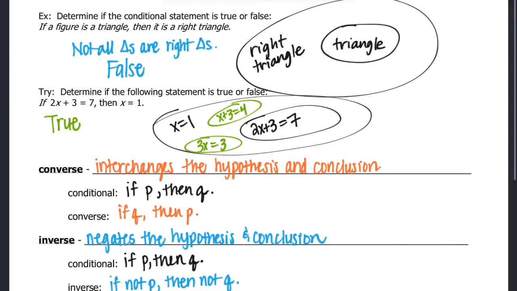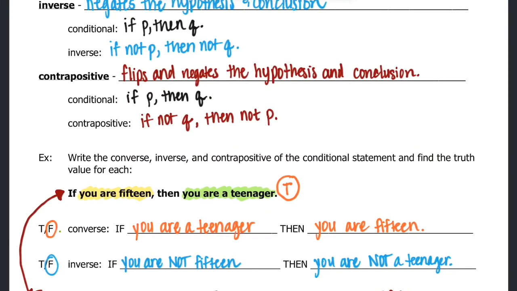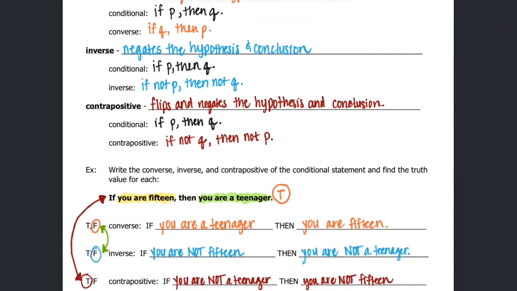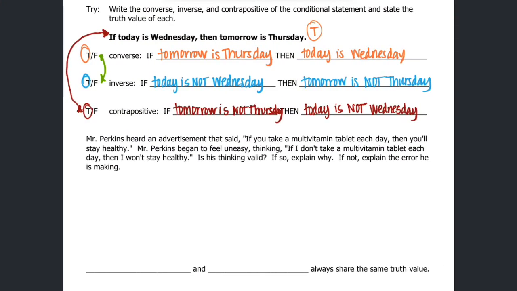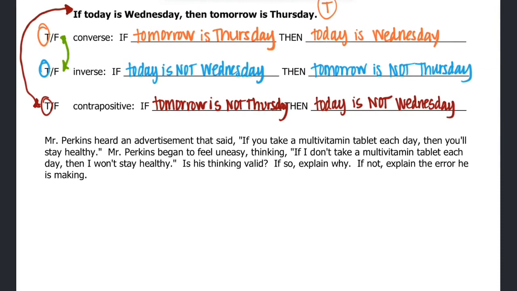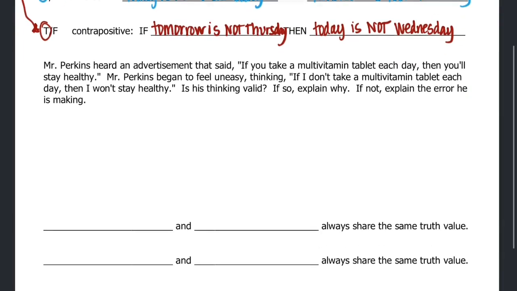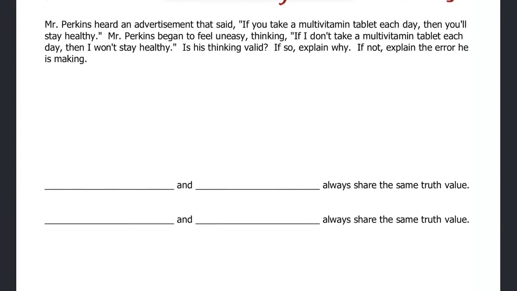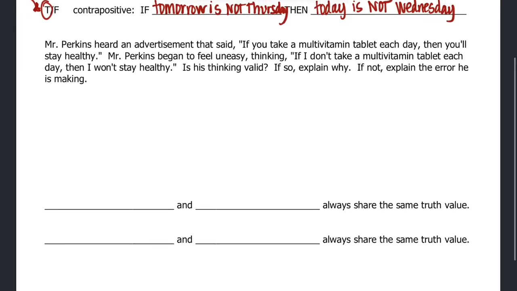Did they share the same truth value on the last one? Let's see. They sure did. They were both false. So that actually is something that will always happen. The conditional statement and its contrapositive will always share the same truth value. And the converse and the inverse, I believe those do the same as well. But when you're doing your assignment, you're going to be able to find that out for sure and confirm what I'm going to write down here below.